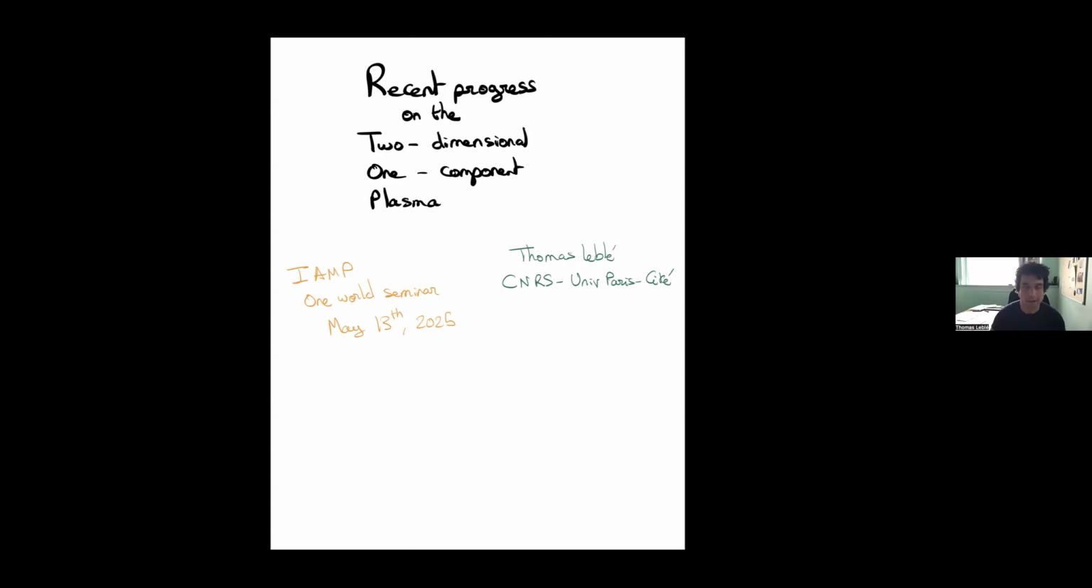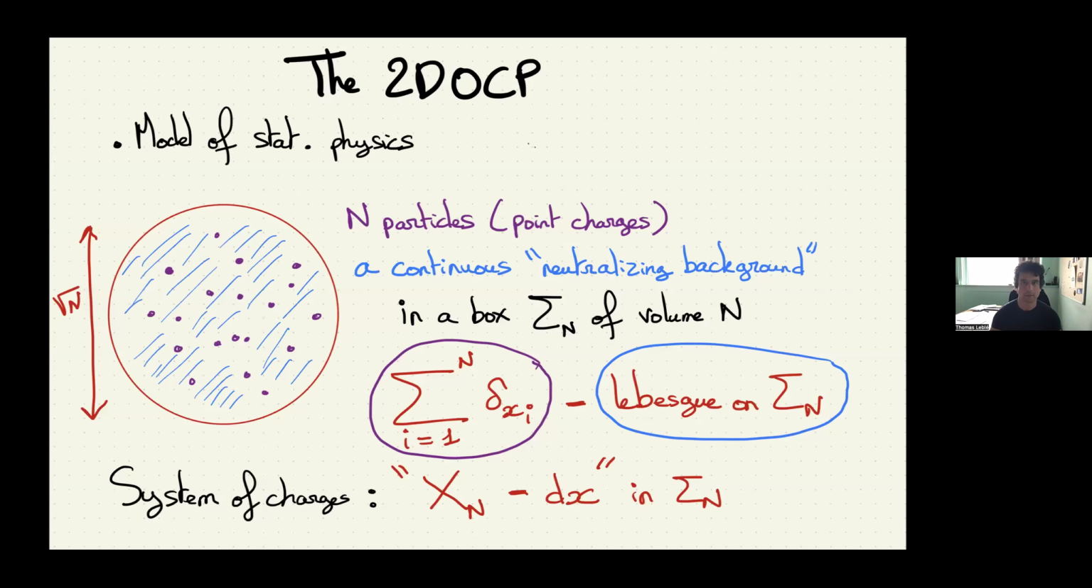because we have to. I will present the 2D OCP, so the two-dimensional one-component plasma, and some questions around it and some recent progress, but as you will see, there's still a lot to do. I don't have a particular theorem that I want to prove, so feel free to interrupt at any time, and my goal is mostly to introduce the model if you don't know it, and to get you interested in it, and to explain why it has many interesting features.